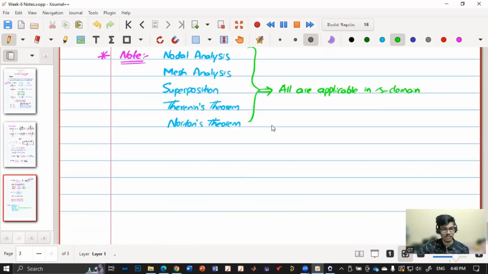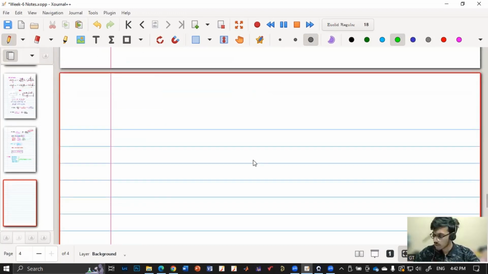So I think this meeting will end. After that, we'll go to that Laplace transform table. If you have any questions, you may ask at this point. Okay, so we'll get into the Laplace transform table.